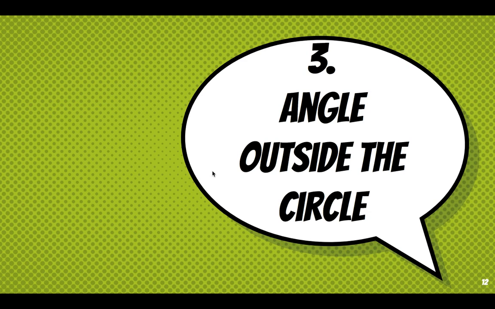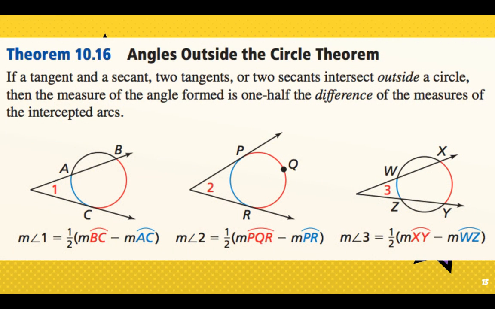Okay, so case 3 is where the angle is outside the circle, right? Case 1 was on the circle, case 2 is inside the circle, case 3 is outside the circle. So here we go. All right, there it is. So angle outside the circle. Look at angle 1, it's outside the circle. Look at angle 2, it's outside the circle. Look at angle 3, it's outside the circle.